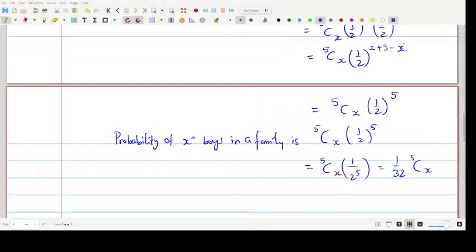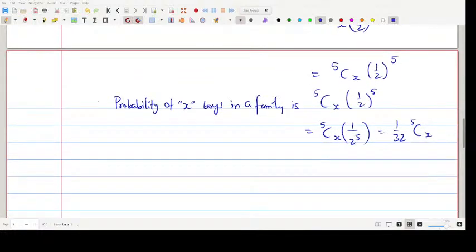Now, what are the possible values of x here? I'll just write a small note over here. Note that values of x vary from 0 through 5. So 0 through 5 means 0, 1, 2, 3, 4, 5. So the value of x can take 6 values. So there are 6 different possibilities.